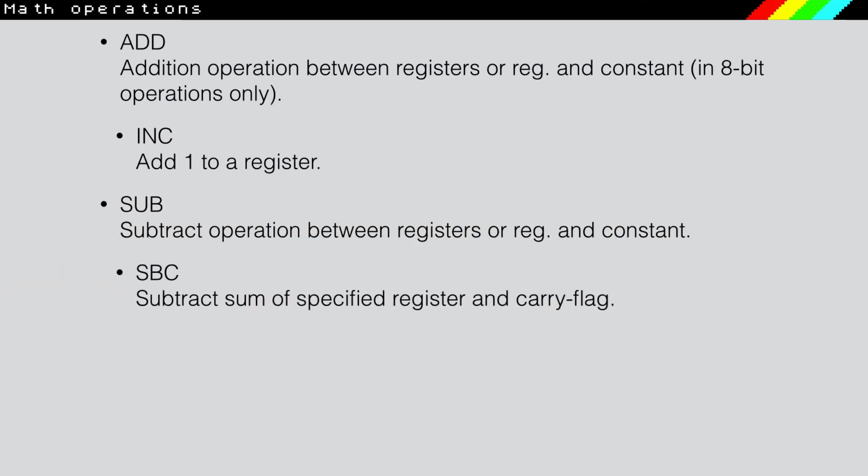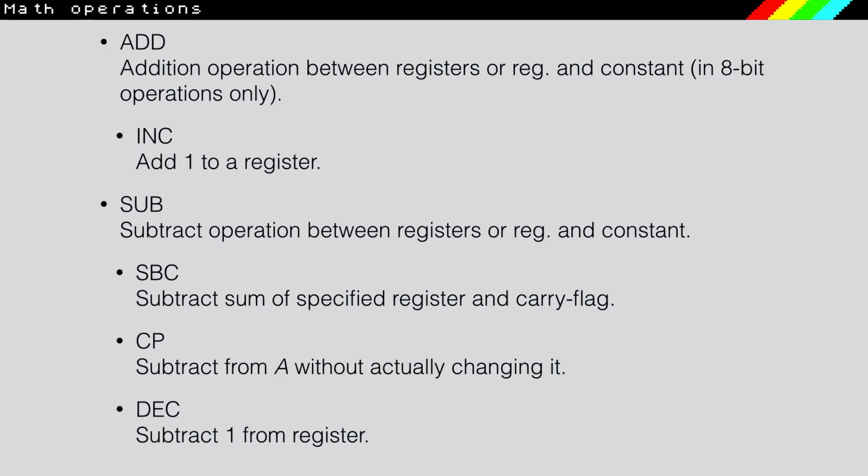SBC is a variety of sub that takes the carry flag into account. Well, let's talk about the flags soon. CP is also a variety of subtract that subtracts from the accumulator without actually changing it, and by checking the flags afterwards you can tell what is the number that you are trying to compare in relation to the accumulator. And a decrement is a command to subtract 1 from a register.